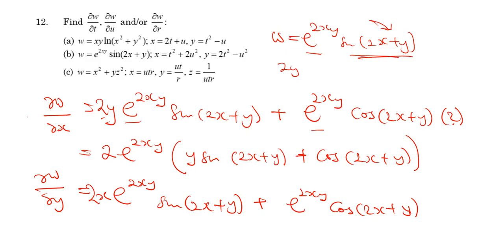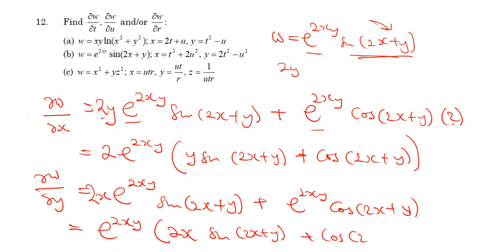So now you see there's something common, that is the e to the 2x y. It's common. Then here I'll have 2x sine of 2x plus y is going to remain. Then I have plus the cos of 2x plus y, like that, is going to remain. So that remains there. I have these two things here, very important.